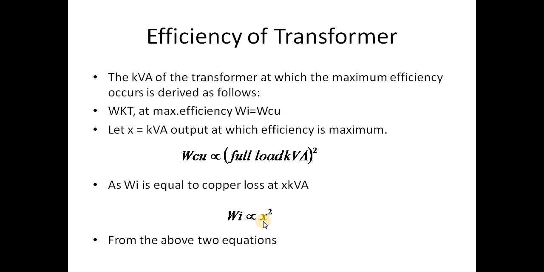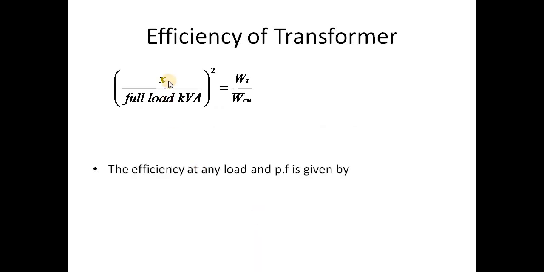So from these two equations, I can write, X by full load KVA whole square is equal to Wi by Wcu. If I write this equation in terms of X, removing the square, this goes under a square root, and this term comes across to the RHS. So X equals full load KVA into square root of Wi by Wc.